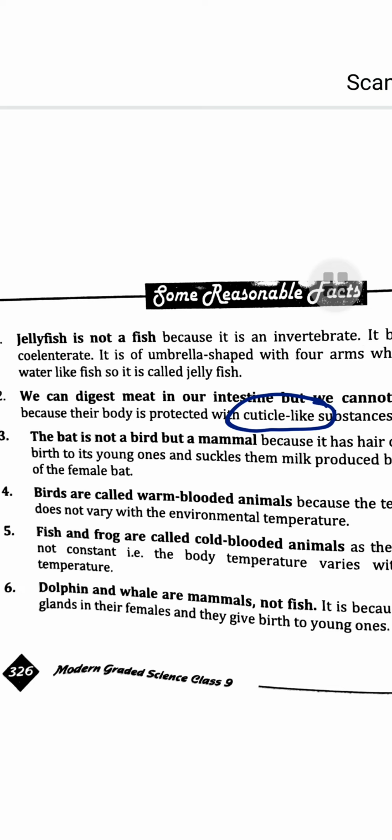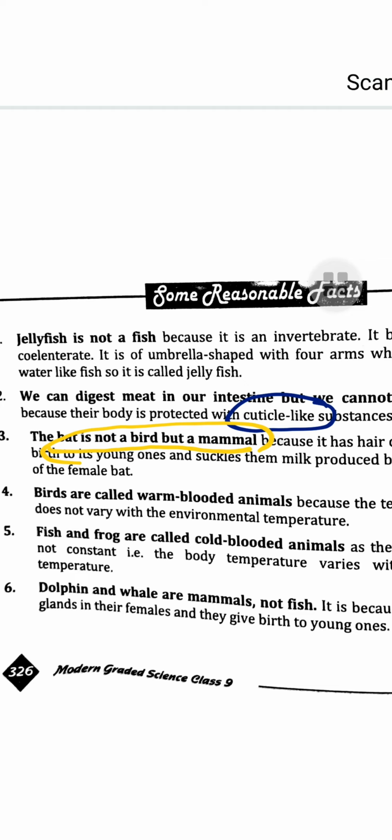Next question is here. The bat is not a bird but a mammal. Why? Because it does not lay eggs. Its body is covered with fur, and it gives birth to its young ones. Those things must be kept in mind.